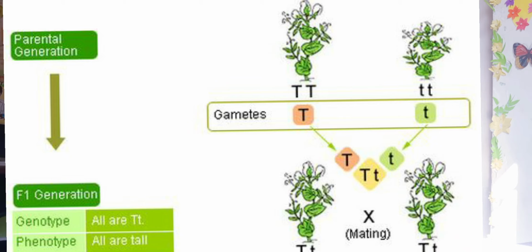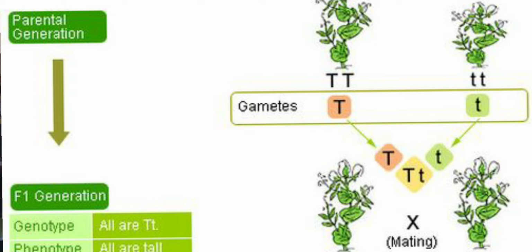So let's get started. Genotype and phenotype: what do we mean by genotype, and what's the difference between genotype and phenotype? First you need to know, right? The genotype is the genetic makeup of an organism, that is the genes and their respective alleles. For example, a dwarf pea plant has the genotype small t small t, while a tall plant may have the genotype capital T capital T, or one small t and one capital T. All right, that is the genotype.